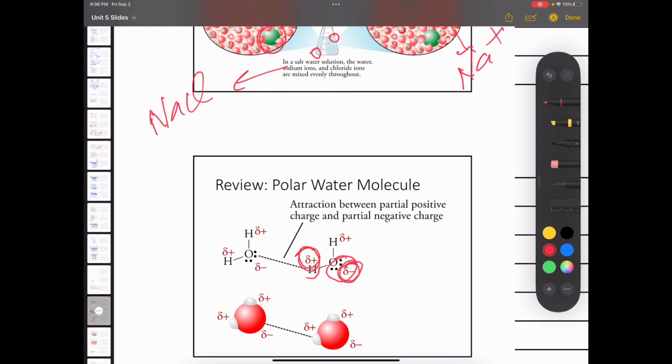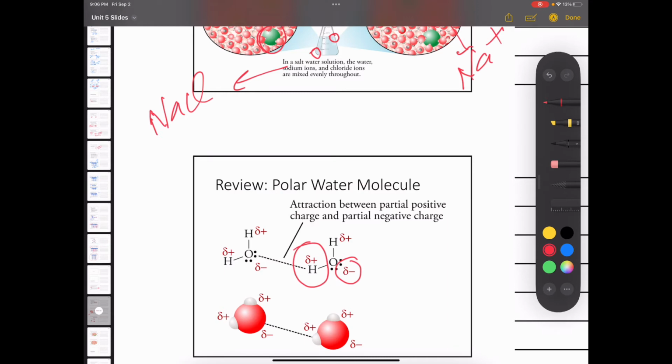The partially negative charge side of the polar bond will grab on to the positive particles of the ionic bond, also the cations. And that's what makes water so unique in dissolving ionic compounds, because of the partial negative charge and the partial positive charge, and that's due to the nature of its covalent bond.